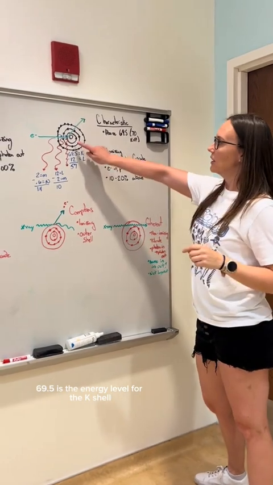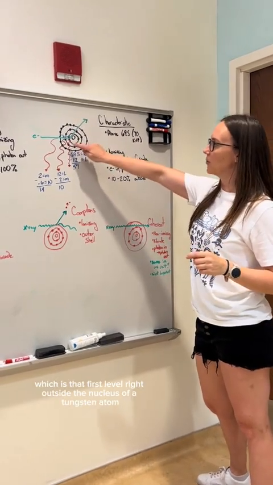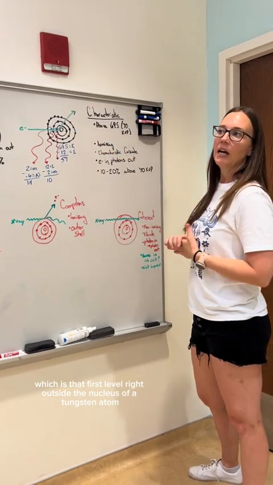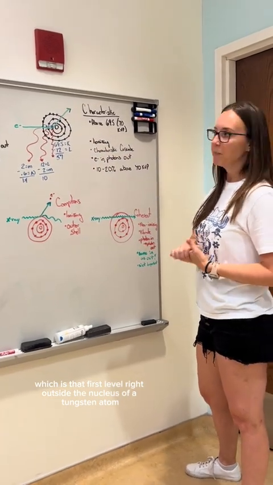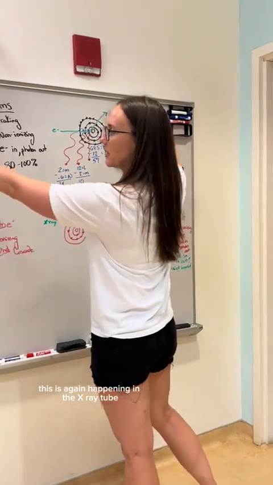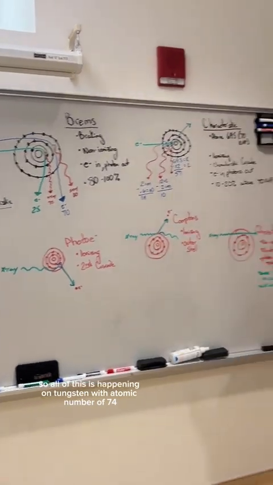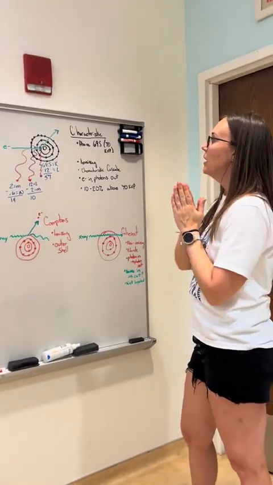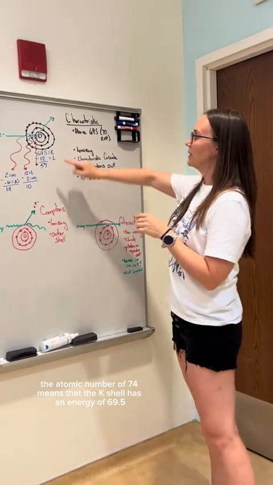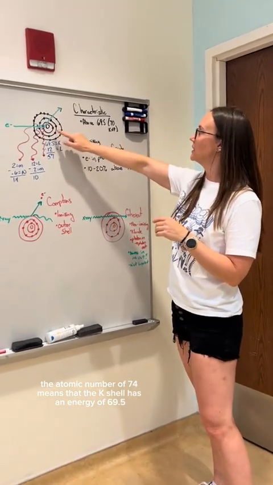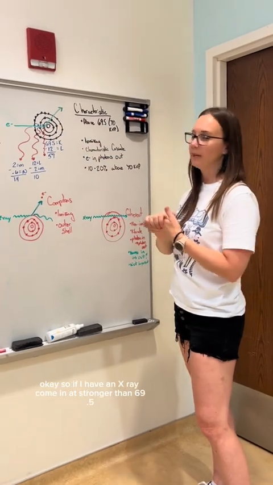69.5 is the energy level for the K shell, which is that first level right outside the nucleus, of a tungsten atom. This is again happening in the X-ray tube. So all of this is happening on tungsten with an atomic number of 74. So you have to know that. The atomic number of 74 means that the K shell has an energy of 69.5, okay?